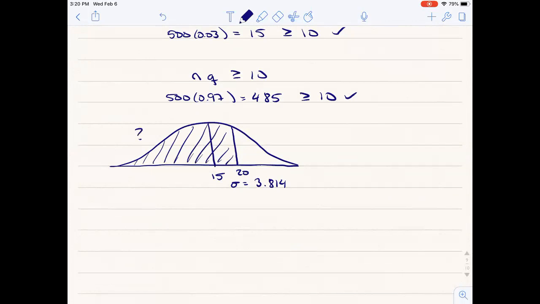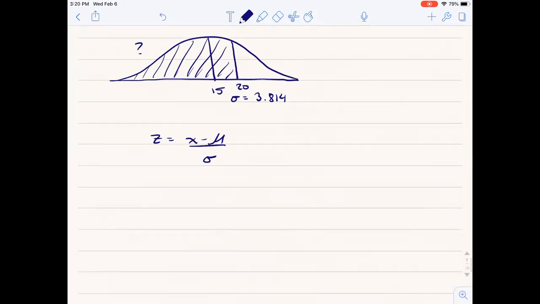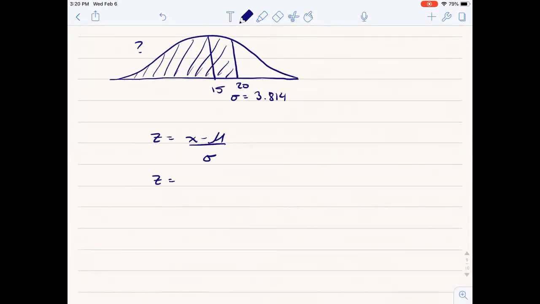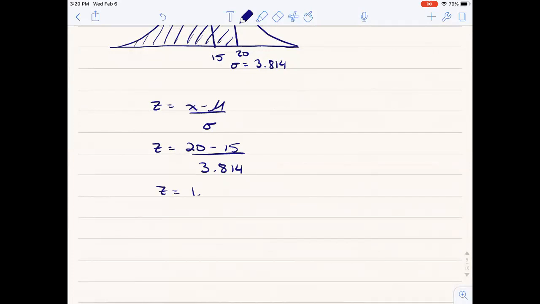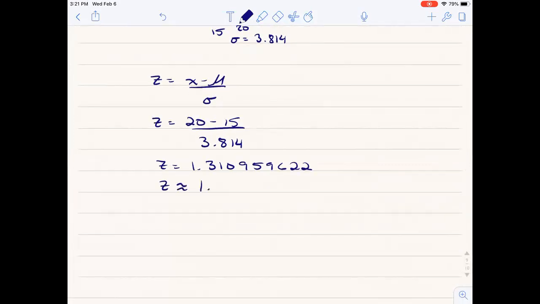So now we're back to this normal distribution problem, where Z is X minus mu over sigma. And so we have Z is 20 minus 15 over sigma, which we found was 3.814. So 20 minus 15 divided by 3.814, I get a Z of 1.310959622. So Z is approximately, just to 2 decimal places, 1.31.